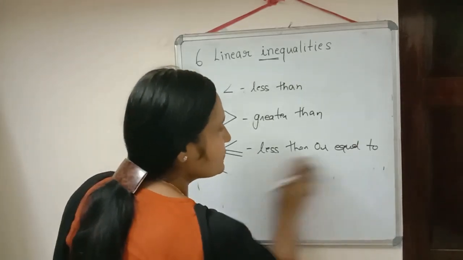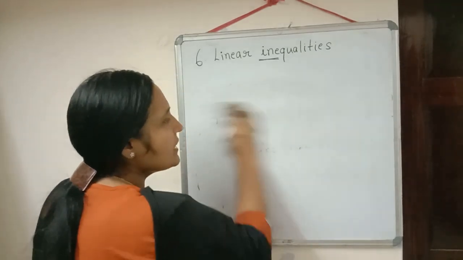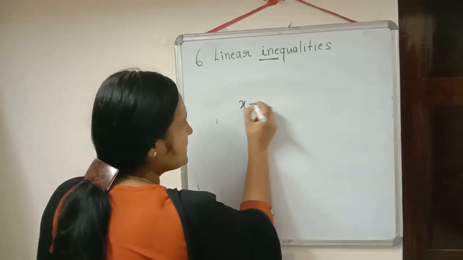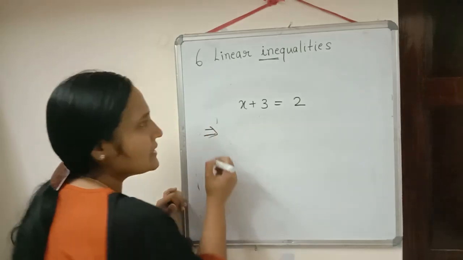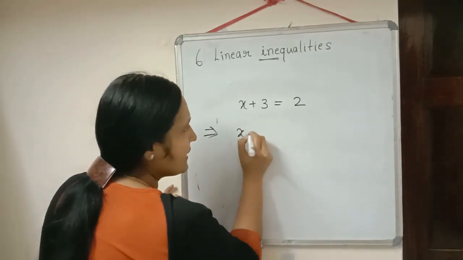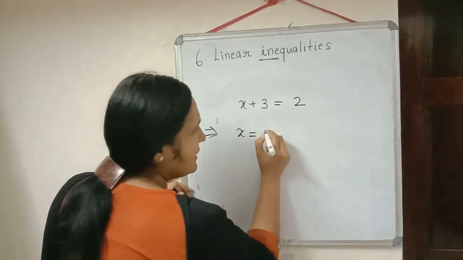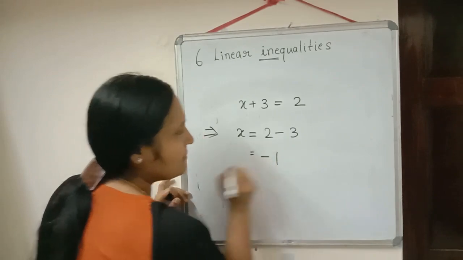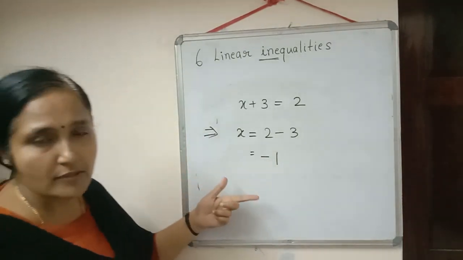Now, how will we solve an inequality? When we solve a particular equation, suppose we have to solve x + 3 = 2, how do we solve it? We write x equal to, using the normal transposition rule, 2 - 3, and 2 - 3 is equal to -1. Is any other value of x possible?